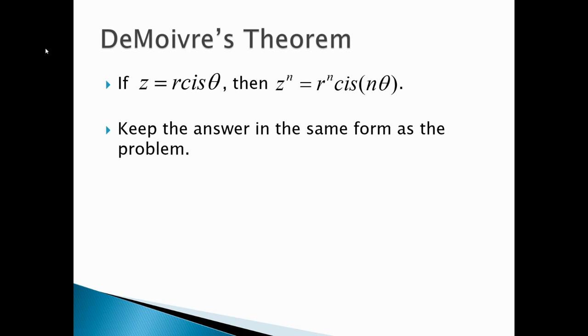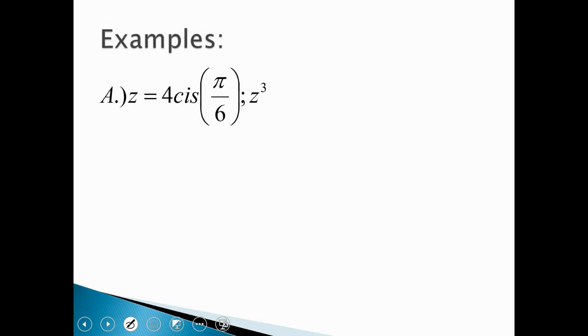In order to raise a complex number in polar form to a power, you raise your r to that power and then make sure you multiply that times the n. Just a little note here, usually if your numbers start in polar form, they should end in polar form, and if they start in rectangular form, they should end in rectangular form. Okay, so here's the first problem.